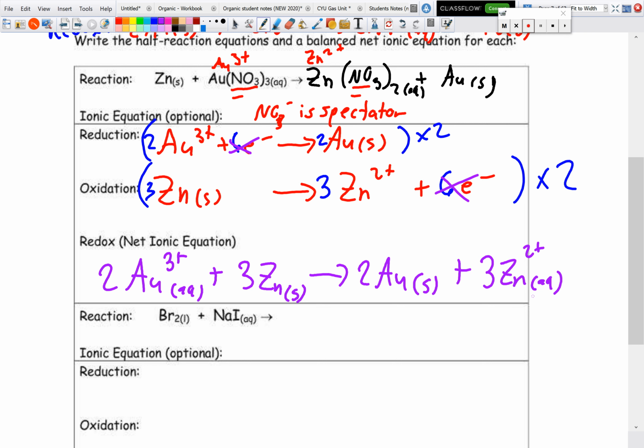So the first step is, of course, figuring out what the products are, and then afterwards separating, trying to figure out what your spectator ion is, and then go through them.